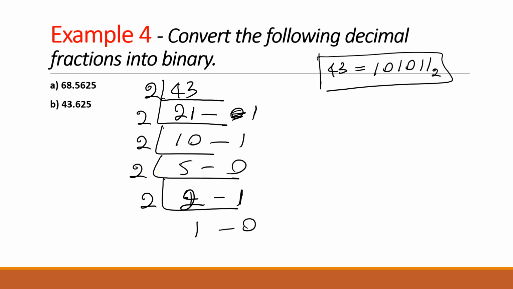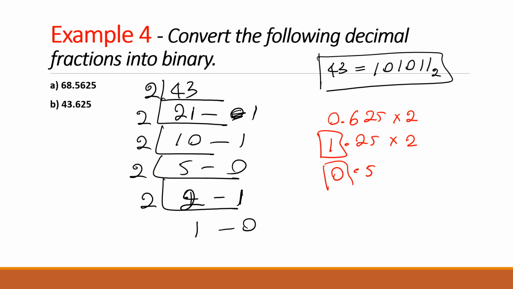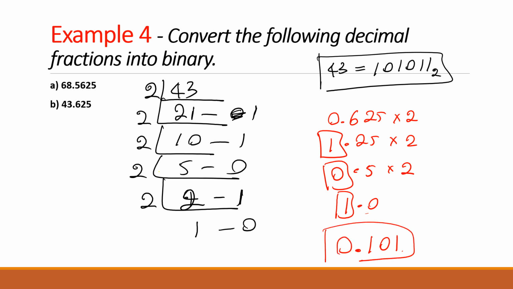How about the next one? 0.625. You times by 2, then you get 1.25, and you leave this and you times this by 2, so that will be 0.5. You times this by 2, then you get 1.0, isn't it? And you get 0 here, so you will write it as 101. Then you add these two together, then you will get 101011.101 in binary. Make sense?